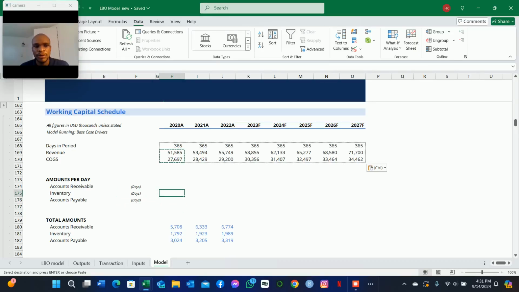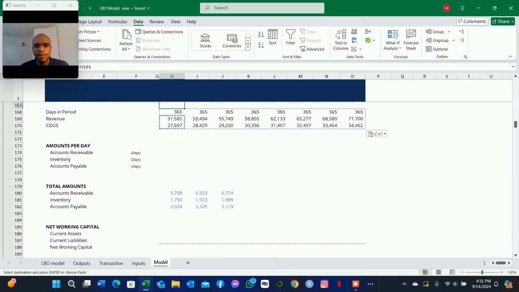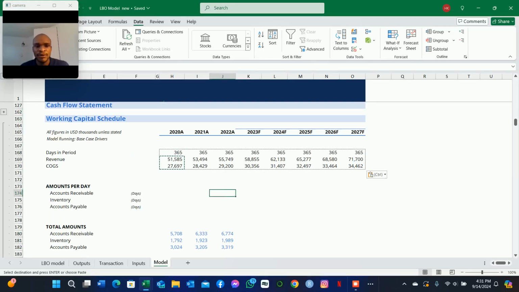We also have the inventory number of days. The base is the best case and the worst case scenario. We have it set up there, which tells us the total number of days on average that we believe this company will sell its inventory. So we have all of this set up in our input section. We're going to be using this to drive our working capital going forward.